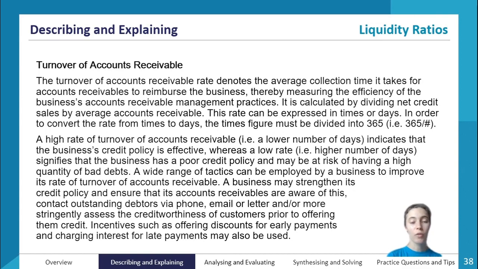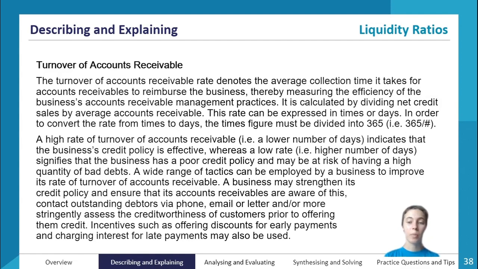In terms of turnover of accounts receivable, this is showing the average collection time it takes for accounts receivables to reimburse the business with the money that they're owed. So it measures the efficiency of the business's accounts receivable management practices. Now you calculate it by dividing net credit sales by the average accounts receivable. So of course it's about credit sales here, as it's accounts receivable, not cash sales.